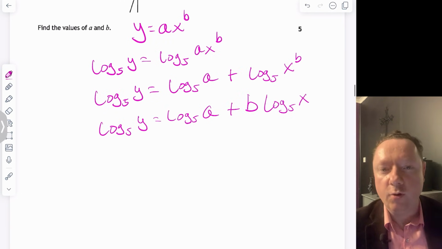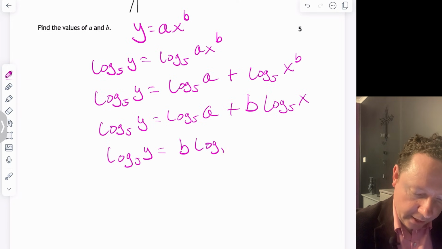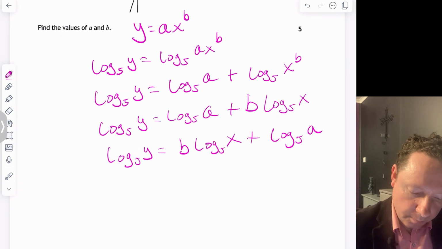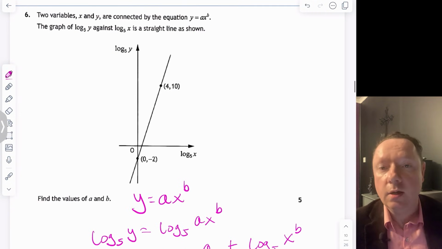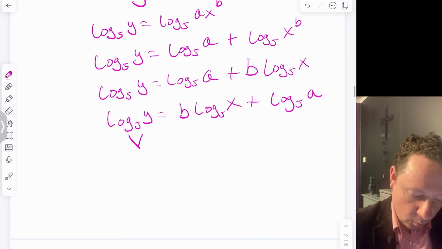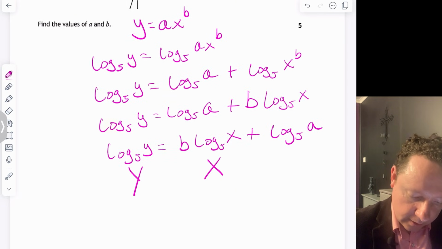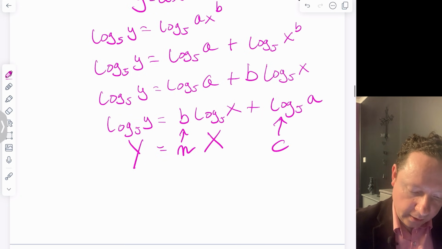And put that in a kind of form of y equals mx plus c. You've got your log base 5 y. I'll take the x bit first: b times log base 5 x plus log base 5 a. So now just comparing to your graph, your y-axis is log base 5 y, so that's like your y, and your x-axis is log base 5 x, so that's like your x. So that bit there is your gradient, mx, and that bit there is your c. So the gradient is b.